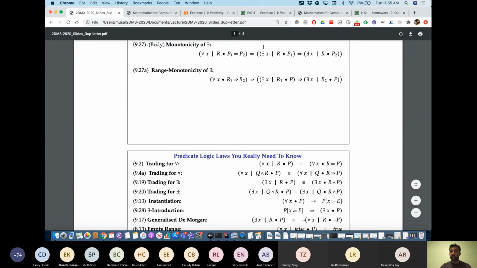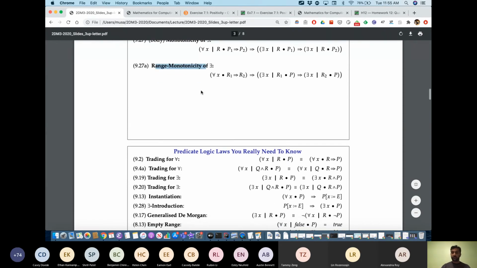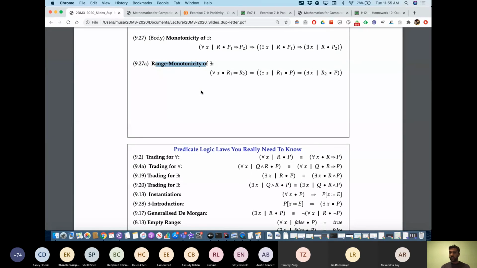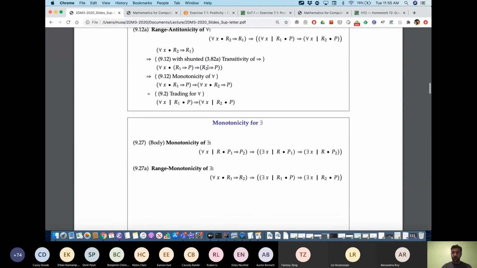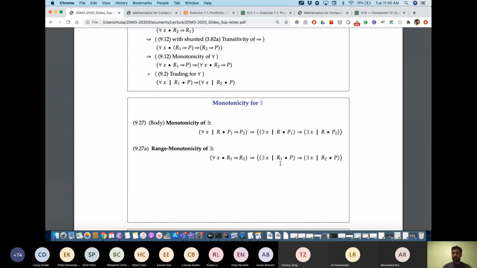So using 9.27, you can prove 9.27A. Would anyone like a quick sketch of the proof, or you're good? The sketch of the proof is really right up here. You do almost exactly the same thing. You do trading at the very end. You do some shunting. You move some pieces around. There isn't that much to do there. Okay.